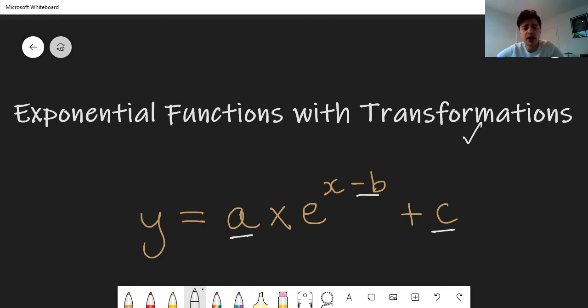So we can multiply the whole function, or multiply the base number and whatever is attached to the base. We can multiply that by a, and a can be some particular number. We can add or subtract values to the variable, which is the power up in the power. And we can add and subtract numbers to the rest of the equation down here. And this has different effects on what the graph should look like.